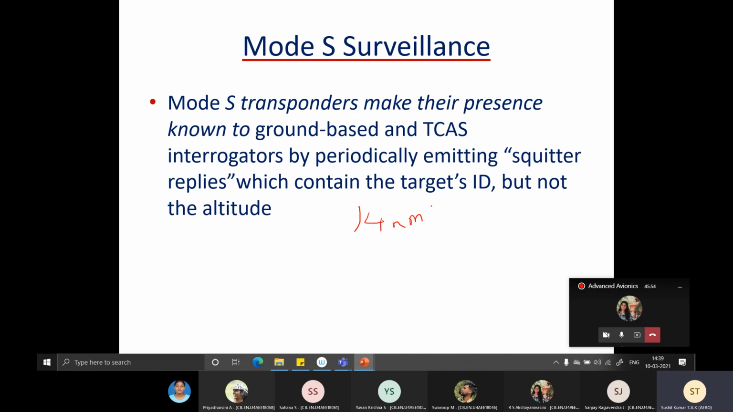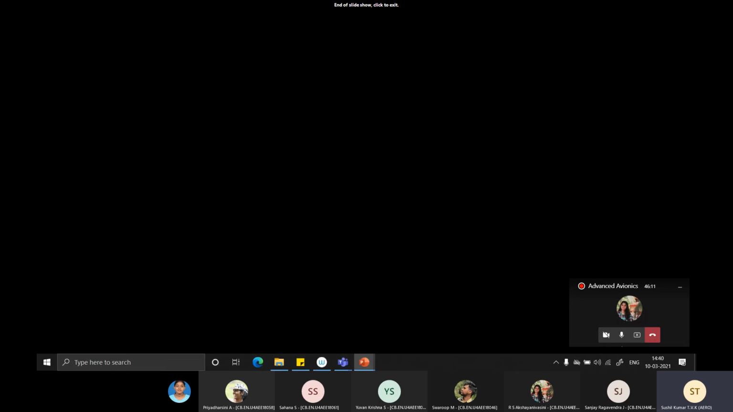Now it acquires all aircraft and then selectively starts interrogating the aircraft. So there is no question of garble. So using these methods, these people are able to at least reduce garbling. That's all on TCAS.